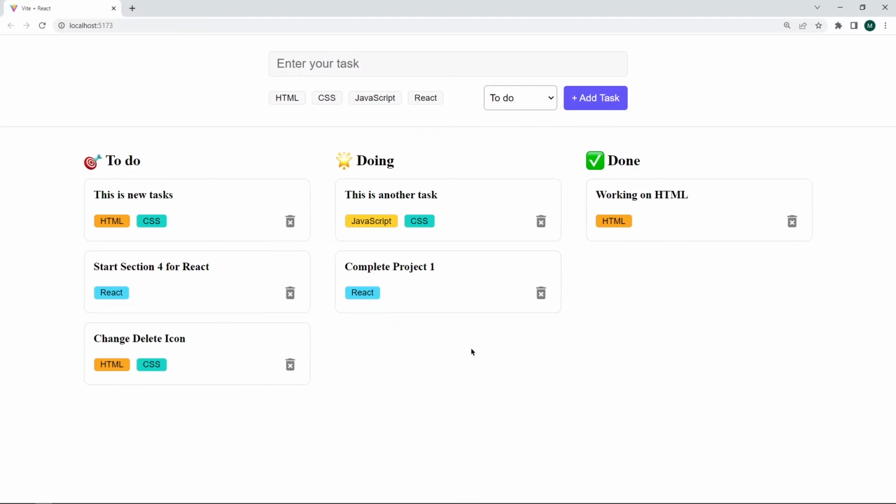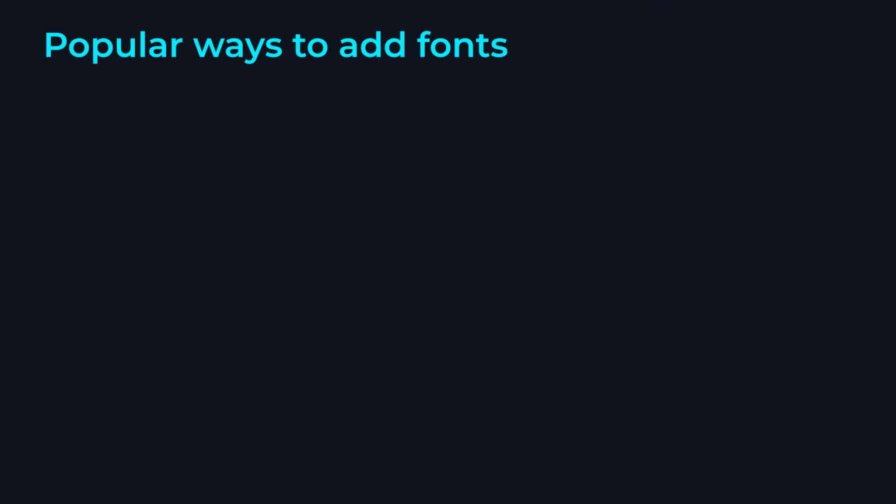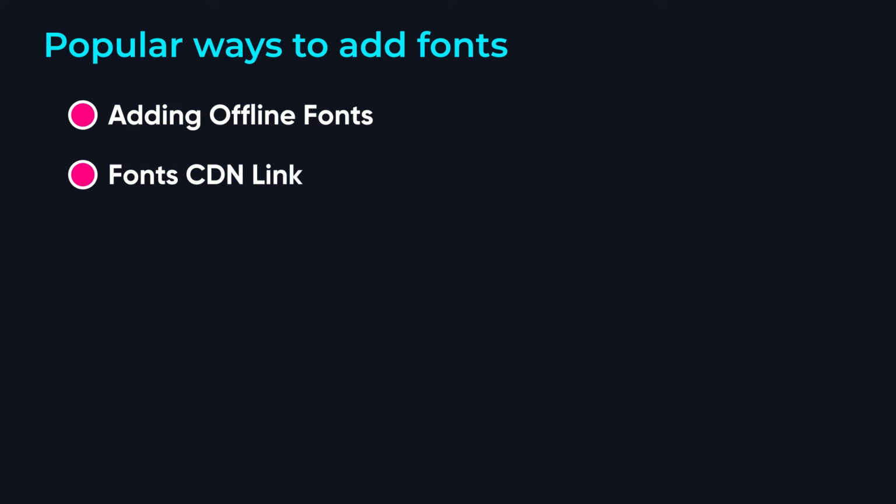Now our project is almost done. I add here some tasks for demo. Now we just need to change our font styles for our application. So there are two most popular ways to add fonts in a React application. First one is we have an offline font file in our system, and also we can use a CDN link for adding fonts. So let's see the easiest way, which is using a CDN link. We will see the offline method later in this course. Don't worry about that.